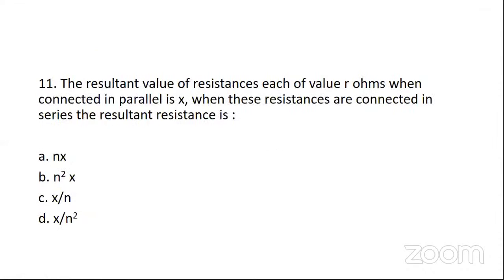The resultant value of resistances, each of value R ohms, when connected in parallel is X. When these resistors are connected in series, the resultant resistance is.